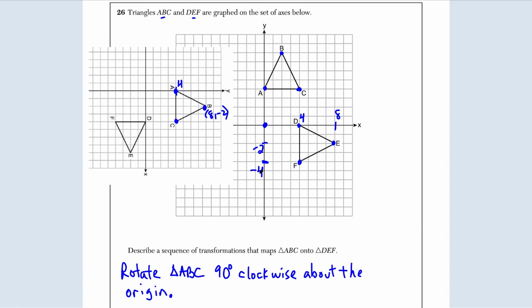Now, before we move on, it's very important that if you want full credit, you have to state the direction that you're rotating as well as the center of rotation. There's more than one way to get full credit for this question also. Let's say we had rotated 90 degrees clockwise about point C.